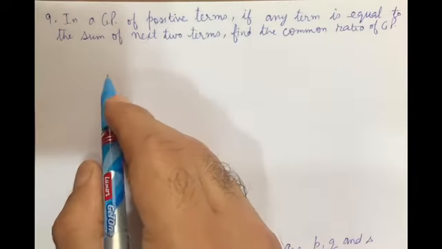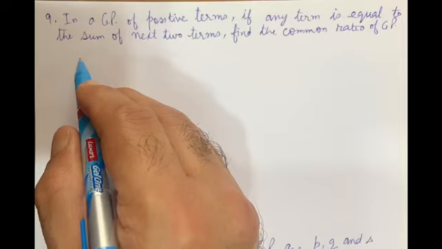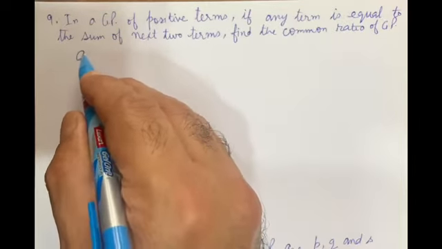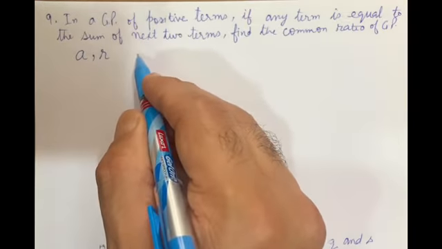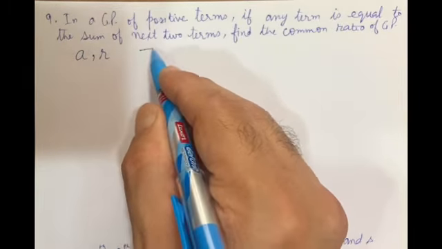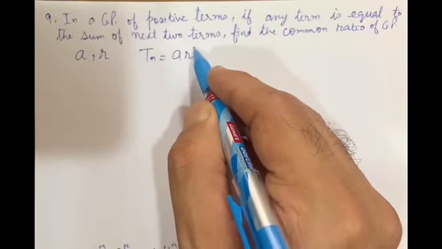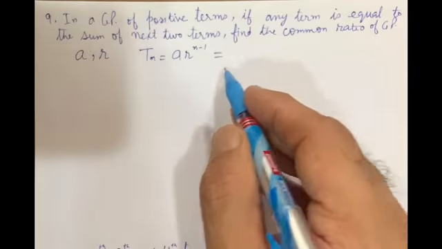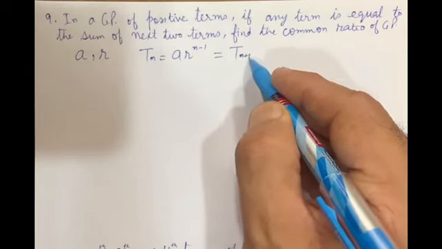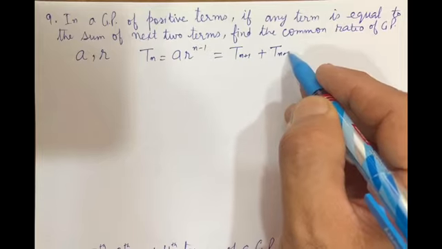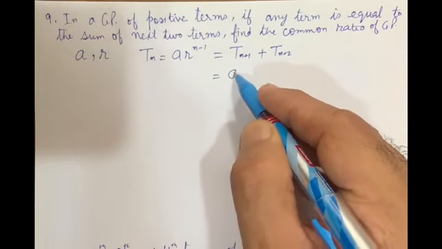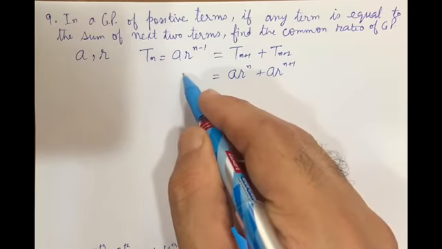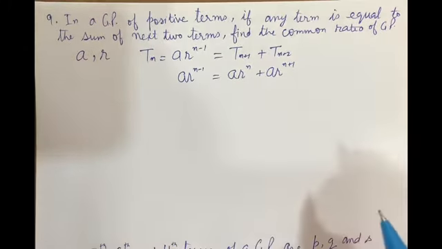Next one, we have a GP of positive terms. Any term is equal to the sum of the next two terms. Let's say the GP has first term a, common ratio r. Any term, let us say the nth term, is a into r^(n−1). This is equal to the sum of the next two terms. Next to Tn is Tn+1, and after that Tn+2. Tn+1 is a into r^n, Tn+2 is a into r^(n+1).